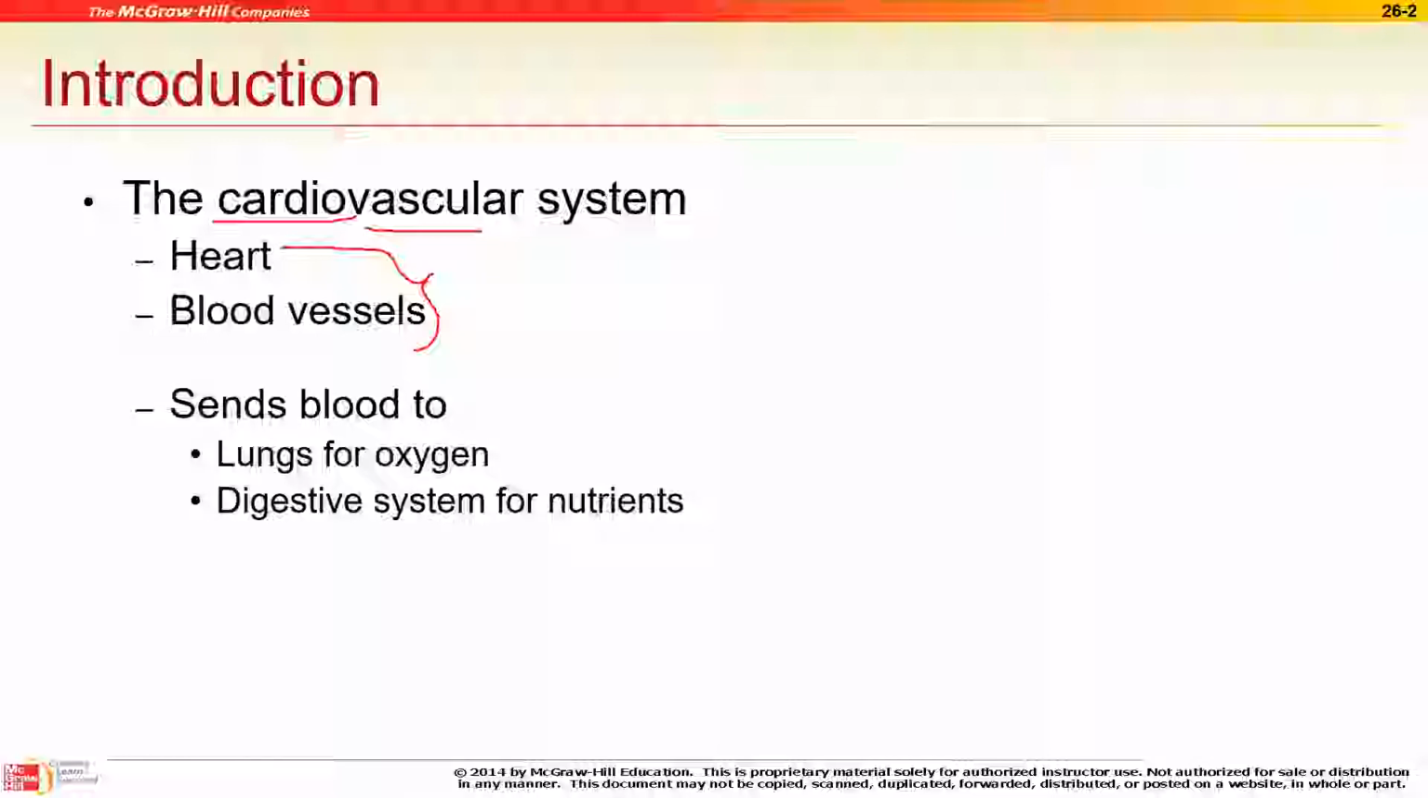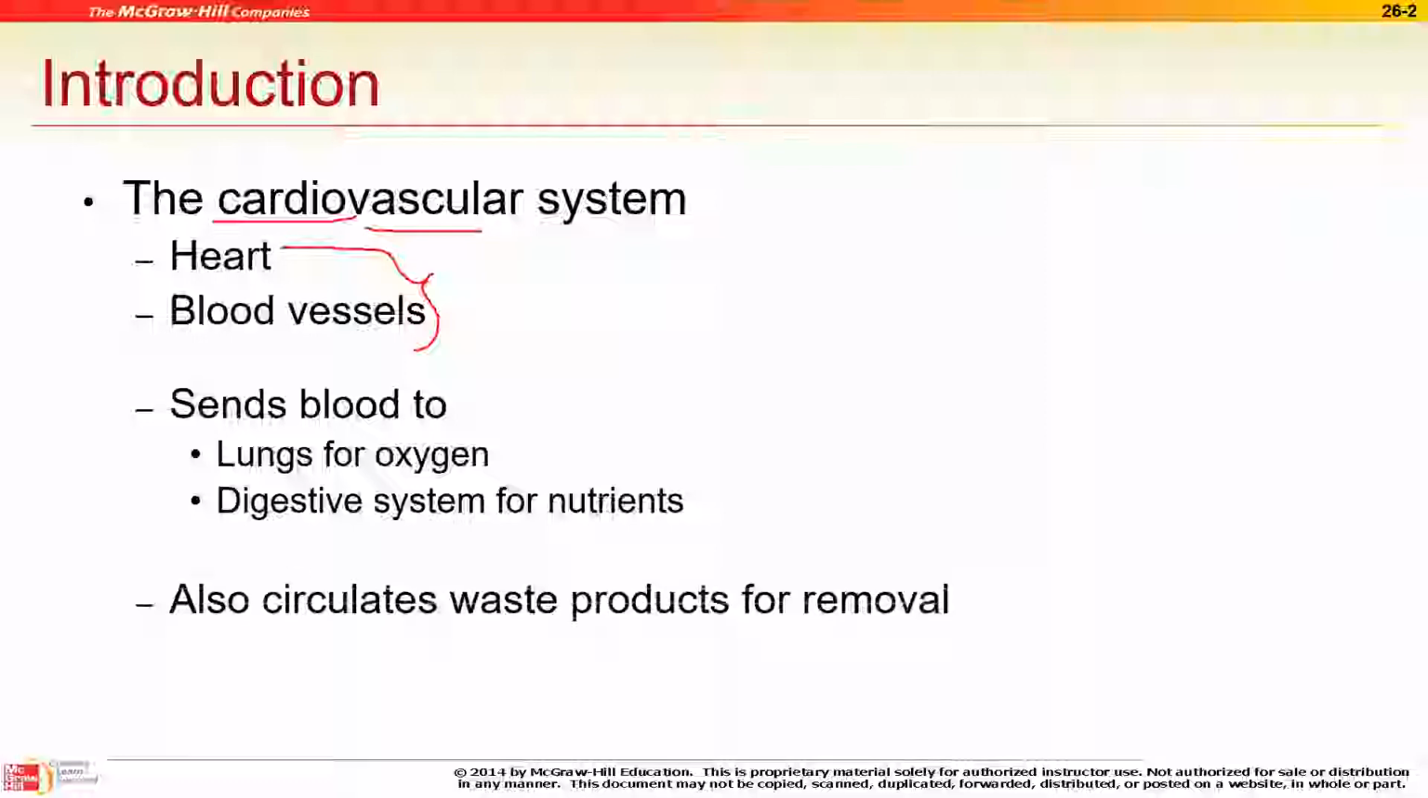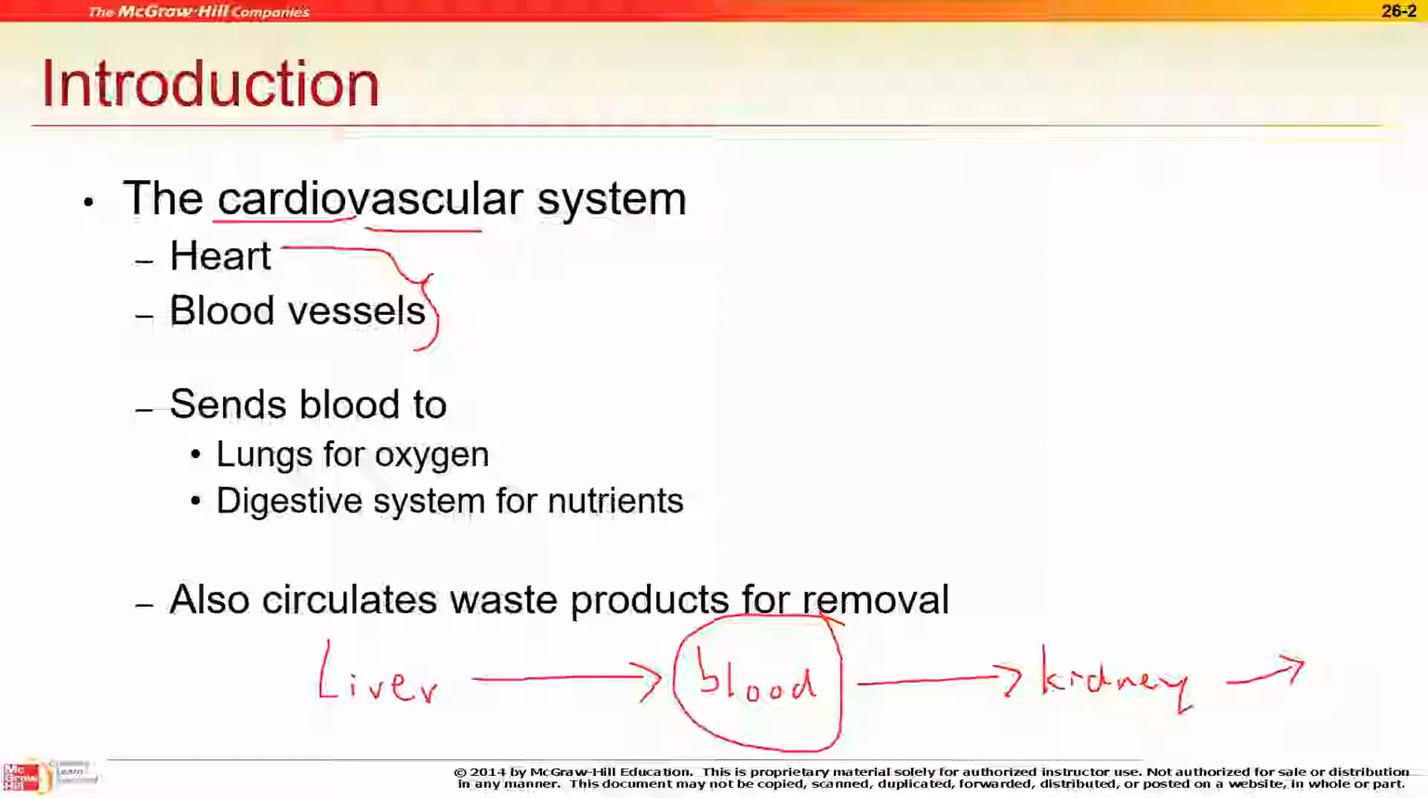Easy enough. So we have two circuits going to the lungs for oxygen, and then to the body for nutrition and waste disposal. So what happens in the liver? Things get broken down, it's sent to the blood, and then what filters out the blood? Kidney. Right? So that's the cardiovascular system's role. It's the connective tissue.